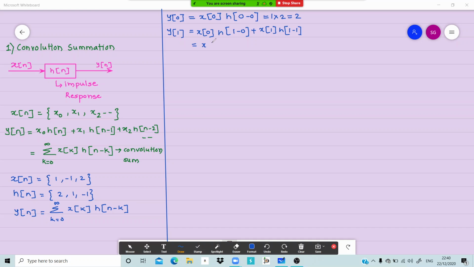So what I can say, x0 h1 plus x1 h0. So x0 and h1, that means 1 plus minus 1 plus 2 into 2. So it is going to be 1 minus 2, that is minus 1. Okay, now if you are talking about y is equal to 2, that means the value of n is 2.